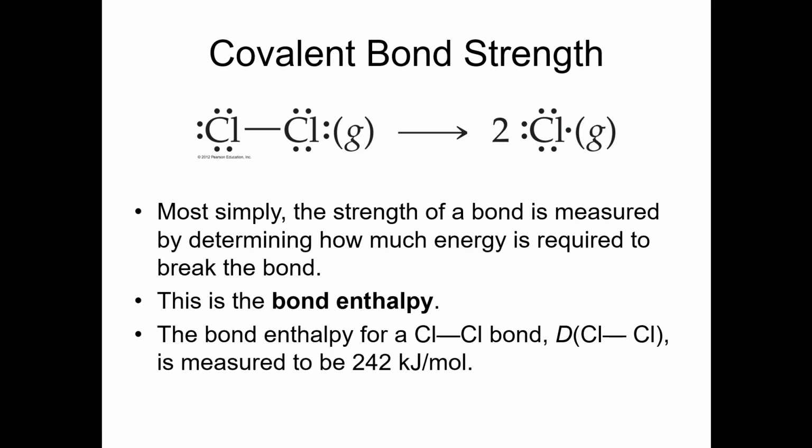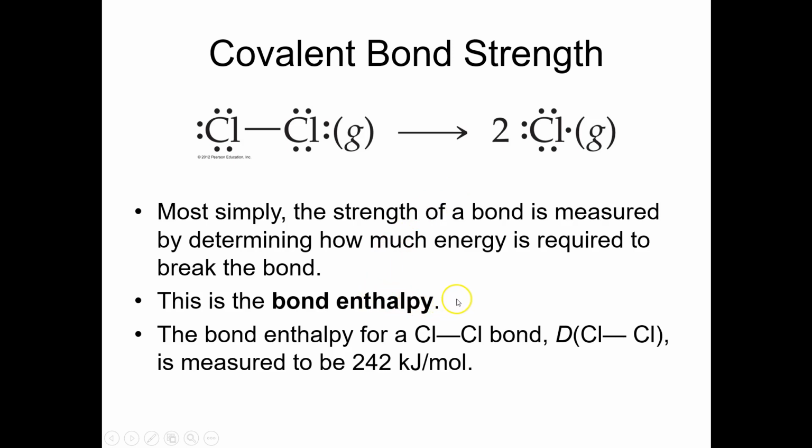All right, let's switch over to something completely different. We've just been talking about the strength of ionic bonds. Let's talk about now the strength of covalent bonds. And the simplest way to measure the strength of a covalent bond is by determining how much energy it takes just to break that bond in half. So the example that we're given here is a chlorine molecule, which is two chlorine atoms singly bonded to each other.